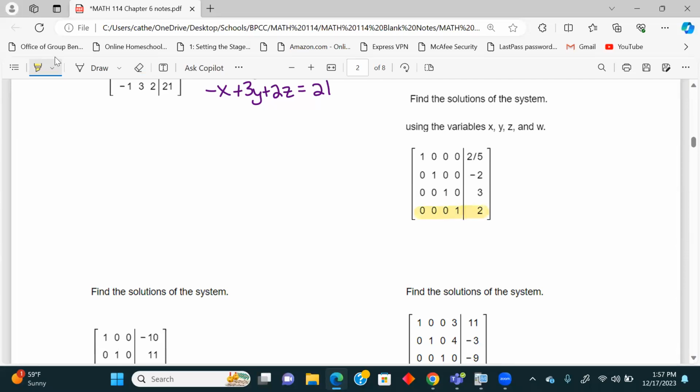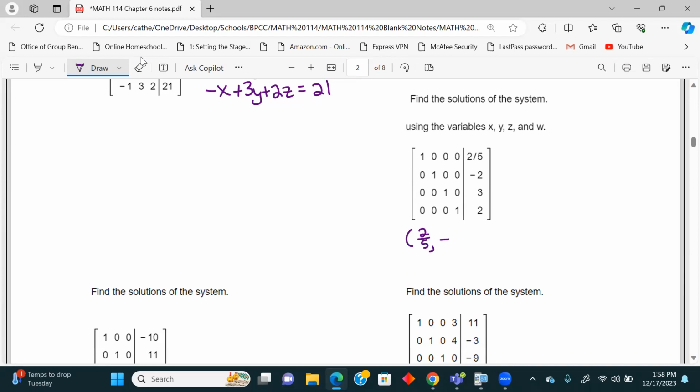Okay, there's a 1 that would be x, y, z, and w, I'm sorry. It's 1w is equal to 2. So just make sure the last row doesn't look weird. We may have a couple of examples of those, and I'll cover those. All right. So x is 2/5. y is negative 2. z is 3. And w is 2. So that system has one solution.